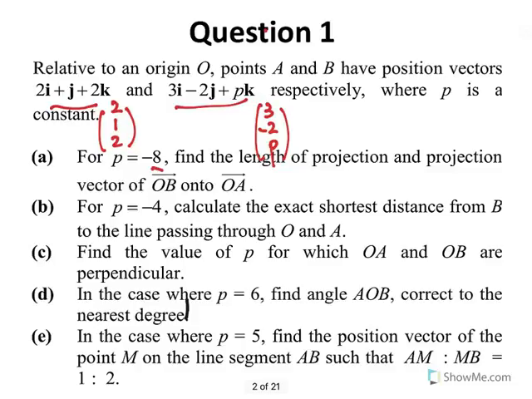So let's look at part A. We want to find the length of the projection and the projection vector of OB onto OA. Right, so here's how we're going to go about doing it.